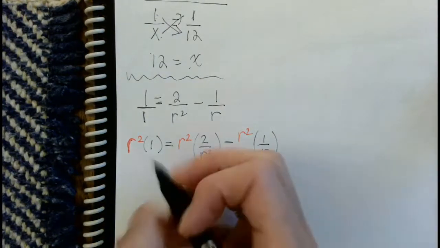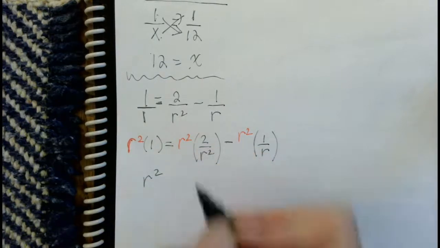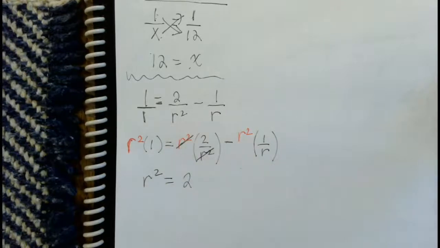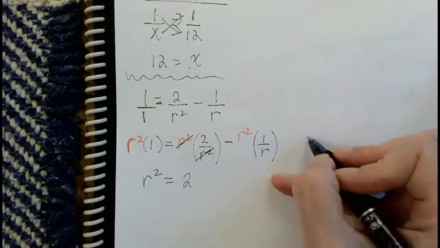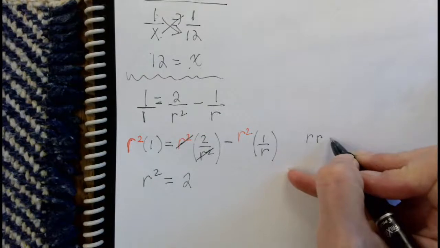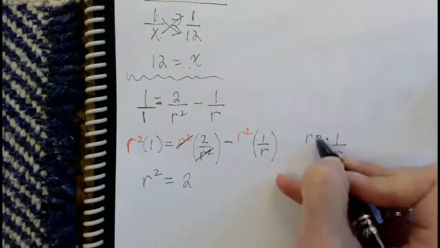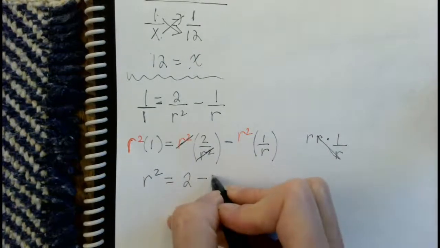So r squared times 1 is r squared. The r squareds cancel out here, equals 2. And then worst comes to worst here, remember, r squared is r times r. So r squared times 1 over r: one of those r's cancels out, and we get r.